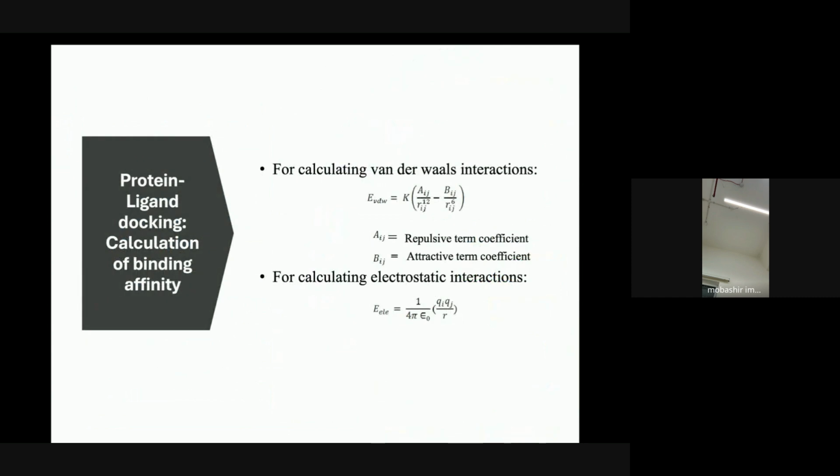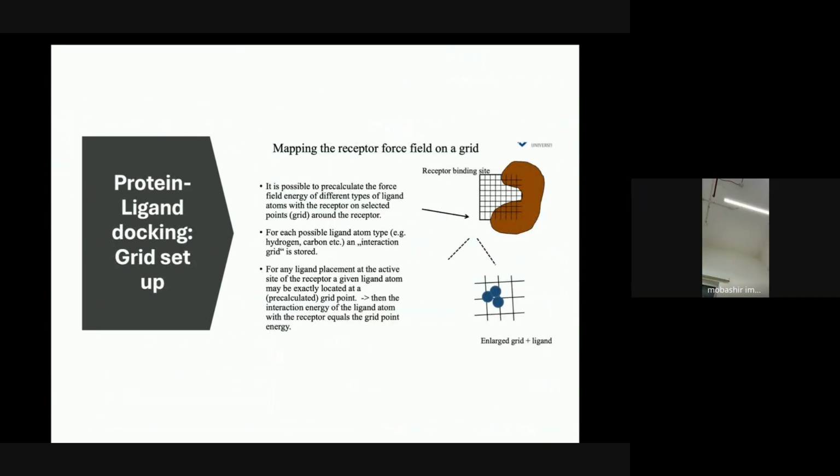In general, there are two interactions which are mandatory to be calculated or included for the calculation of binding affinity. One is van der Waals interactions, another is electrostatic interactions. So the next part is mapping the force field on a grid.